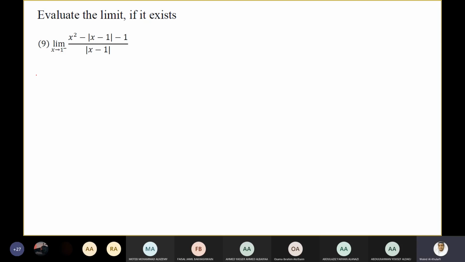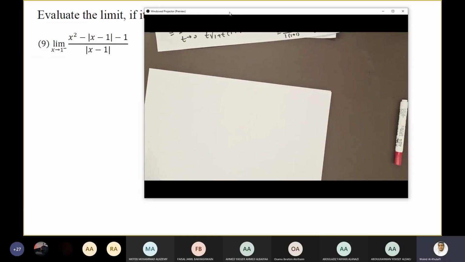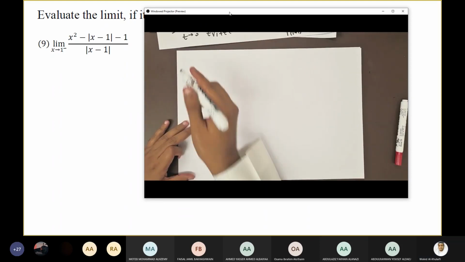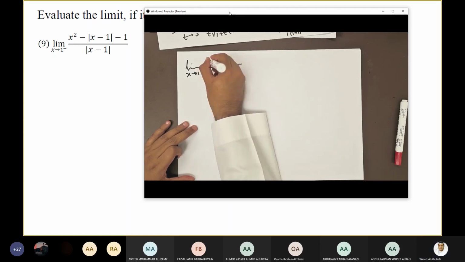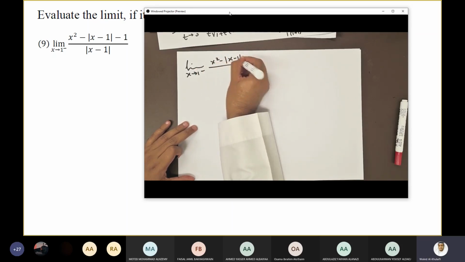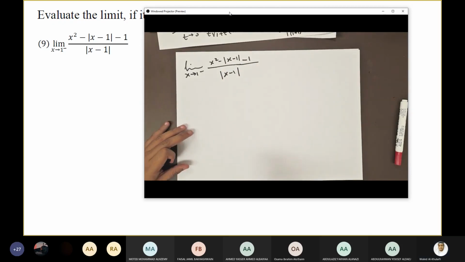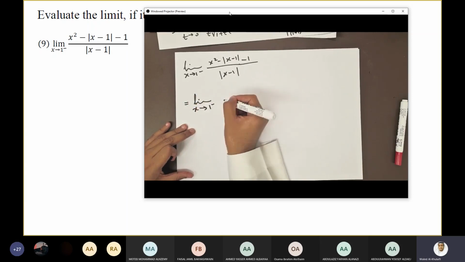Dealing with the absolute value. Let's calculate this limit. Bring this one here. The question is: evaluate the limit. Okay. Limit as x approaching 1 from the left of x squared minus absolute value of x minus 1, minus 1, over the absolute value of x minus 1, which is equal to the limit as x approaches 1 from the left.